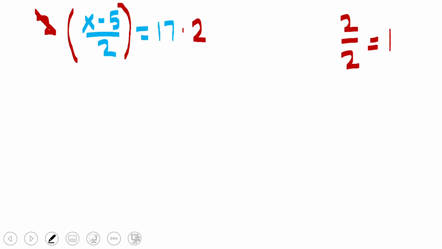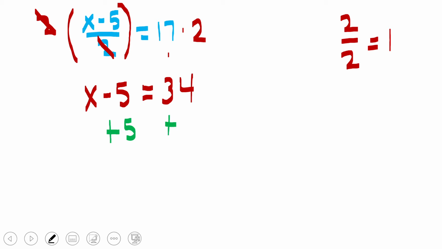Okay, this goes away. What is left is x minus 5 equals 17 times 2. It's 34. We have x minus 5. Let's add 5 to both sides. Rewrite our equation below. We have x minus 5 plus 5, this goes away, equals 34 plus 5, 39.